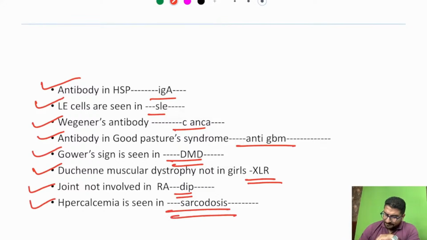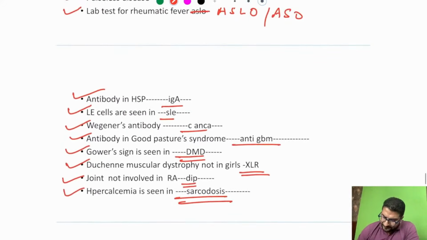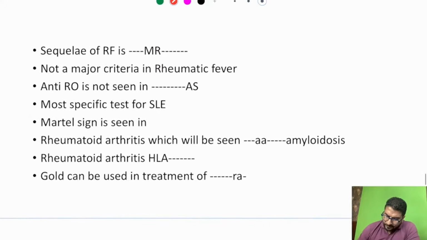Hypercalcemia, these are the PYQs. ये आपके एग्जाम में वो क्वेश्चन जो आ चुके हैं. Hypercalcemia you will see where? In sarcoidosis. Rheumatic fever will convert into rheumatic heart disease. तब पेशेंट को क्या हो जाएगा? MR हो जाएगा. So rheumatic fever में MS होता है, आगे जाके it can convert into MR.